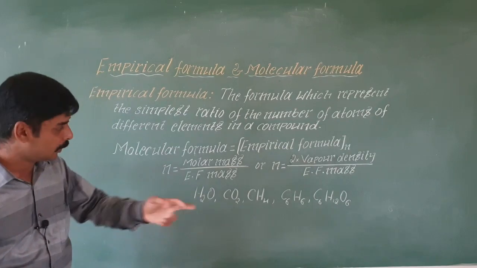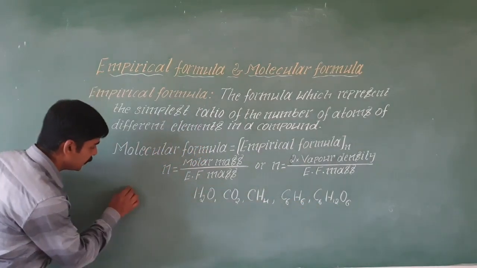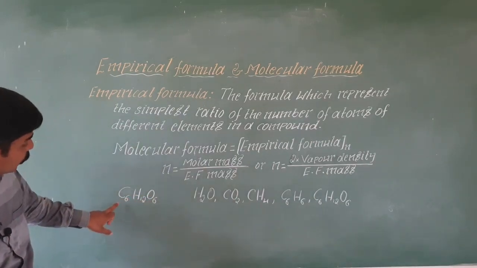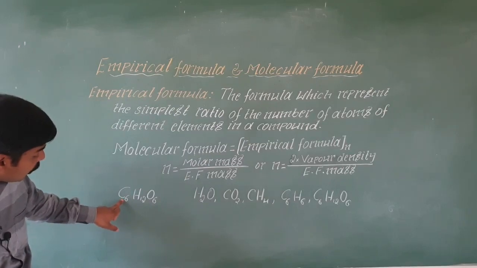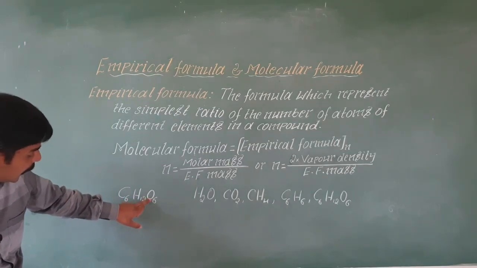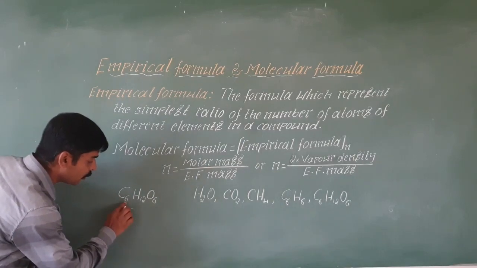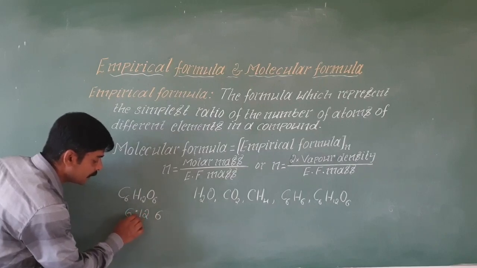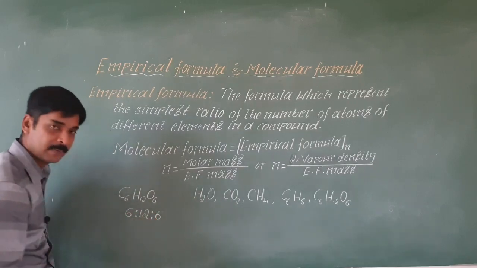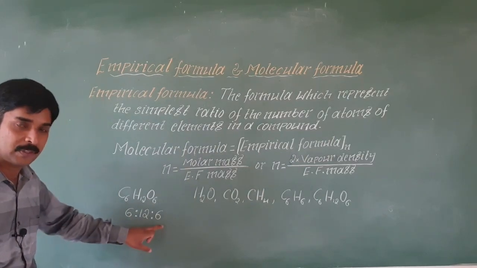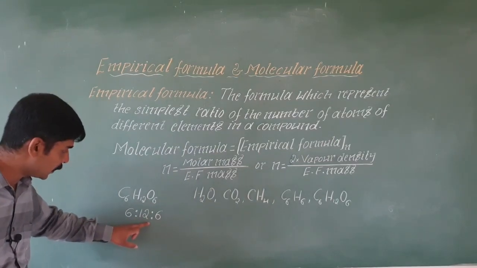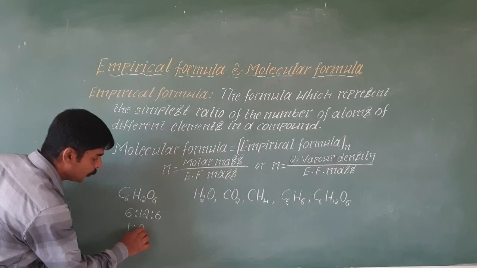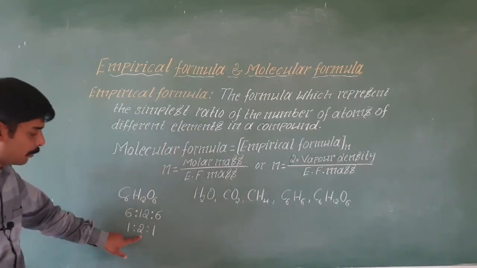For example, in the glucose molecule, that is C6H12O6, the ratio of the number of atoms of carbon, hydrogen and oxygen is 6:12:6. Now you take the simplest ratio of this. How to take the simplest ratio? Just divide by the HCF. When you divide these numbers by their HCF, you get 1:2:1. So this is the simplest ratio.